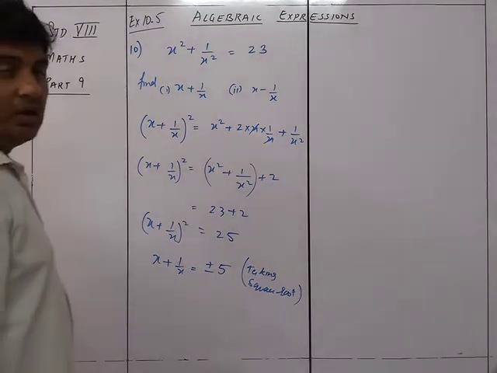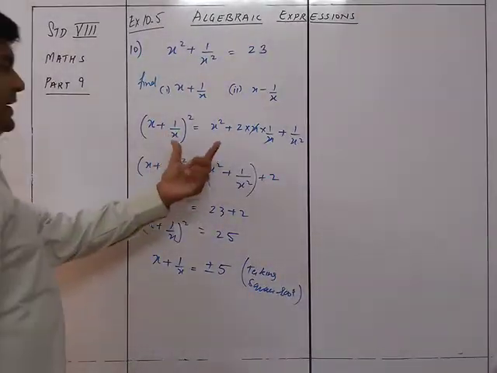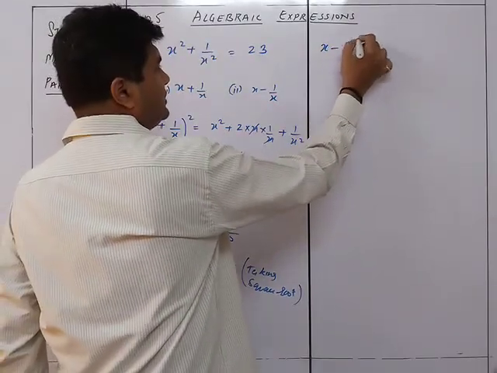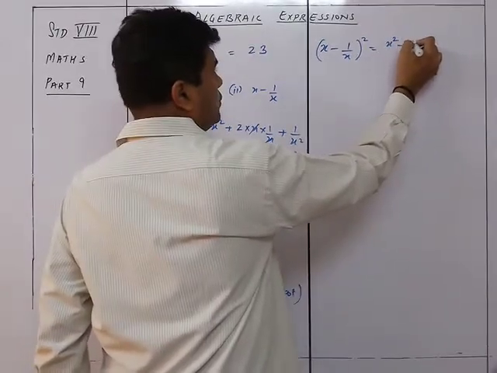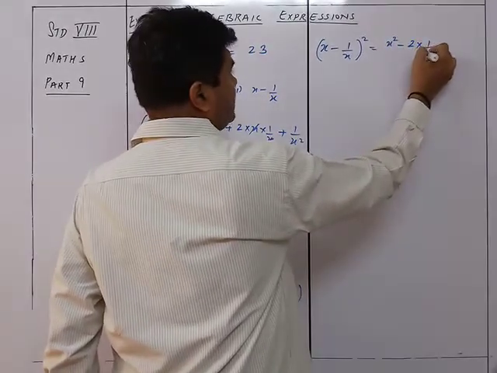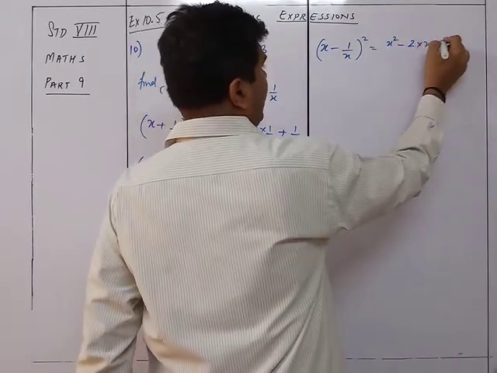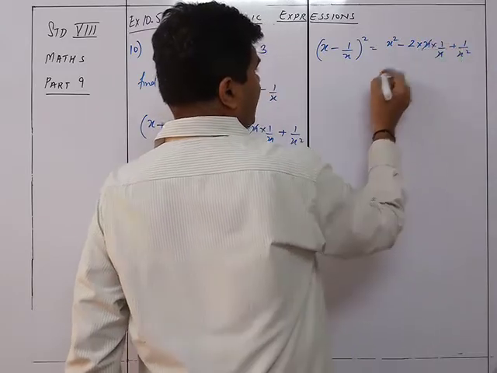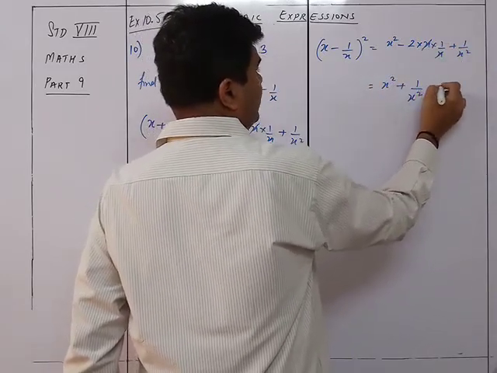x minus 1 upon x. So we'll use the same formula again. We have x minus 1 upon x the whole square is equal to x square minus 2 into x into 1 upon x plus 1 upon x square. So x gets cancelled. It is equal to x square plus 1 upon x square minus 2.